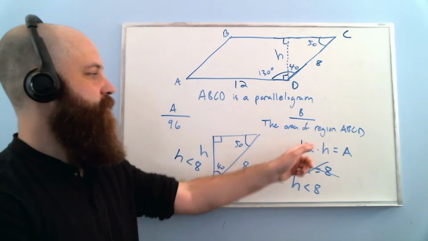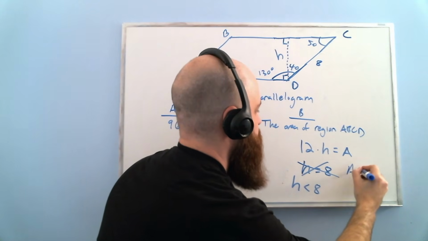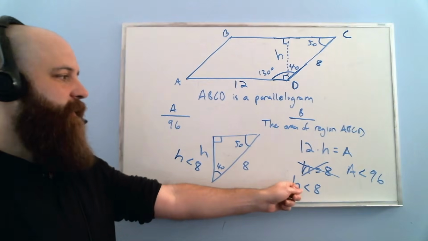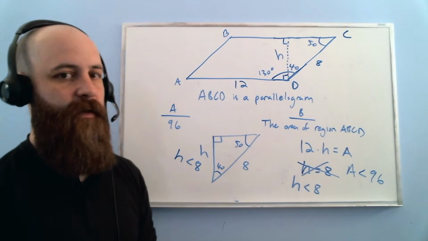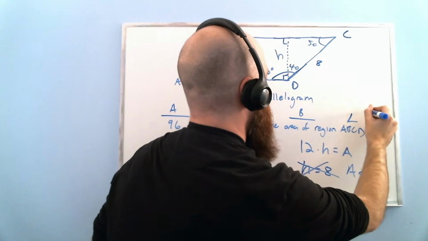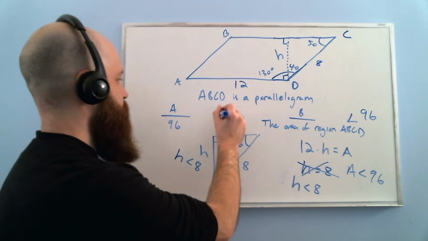So if the area is 12 times H and H is less than 8, then the area has to be less than 96. Right? 12 times something less than 8 is going to be less than 96. So the area of region ABCD, the area of that parallelogram, is less than 96, so column A has to be bigger.